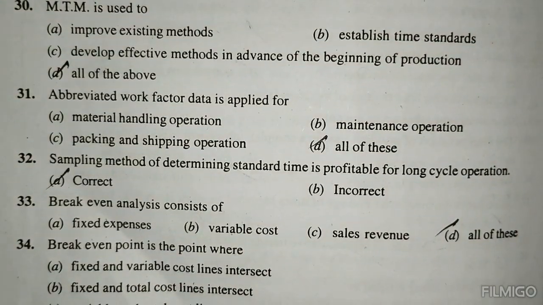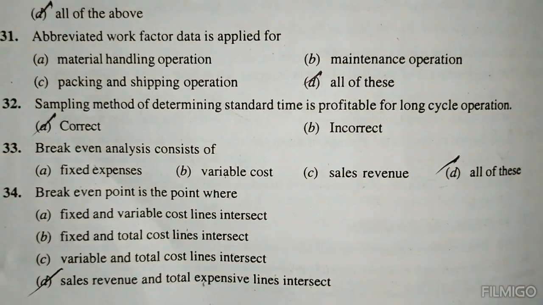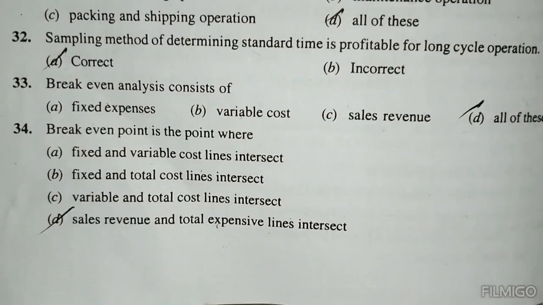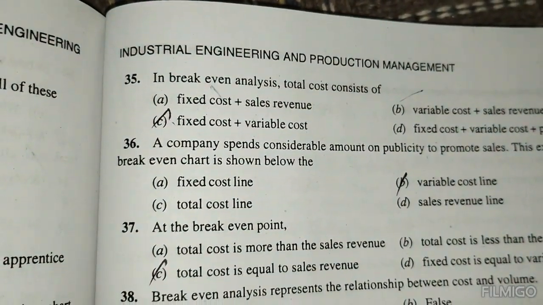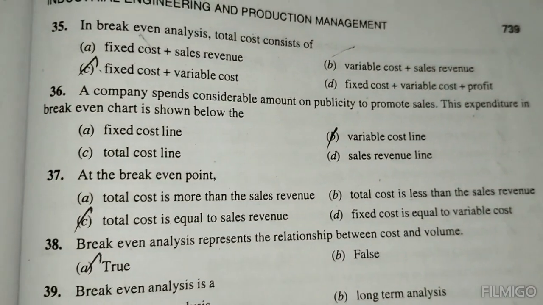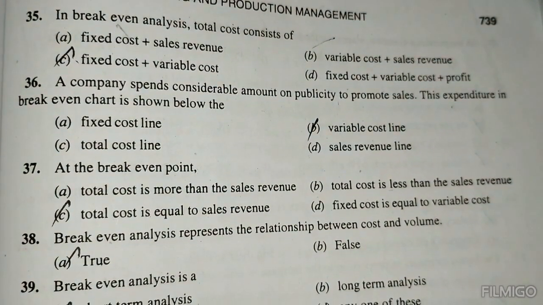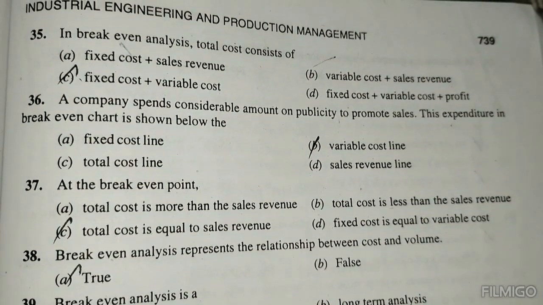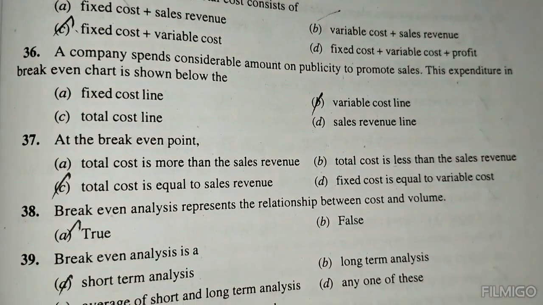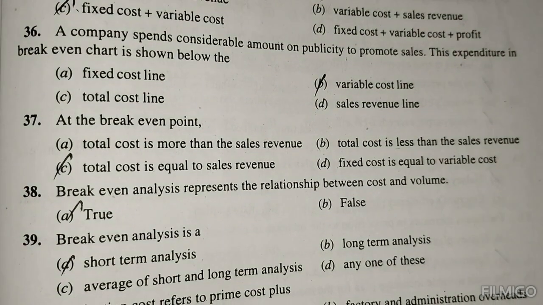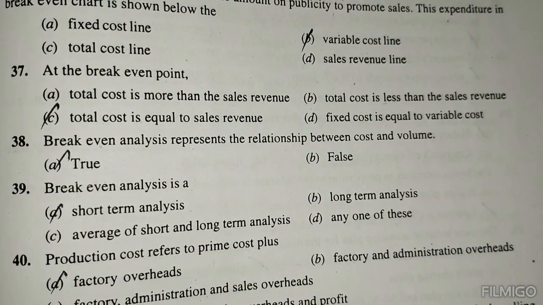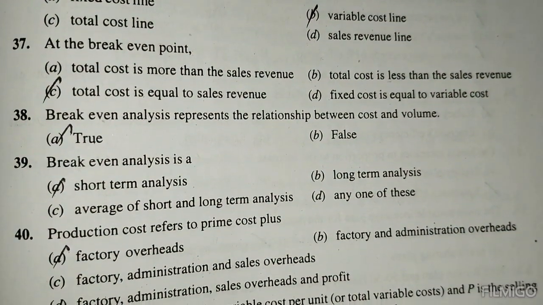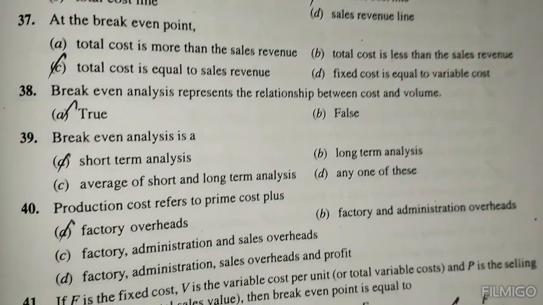Correct. Break-even analysis consists of all of this. Break-even point is the point where the sales revenue and total expense lines intersect. In break-even analysis, total cost consists of fixed cost plus variable cost. A company spends a considerable amount on publicity to promote sales. The expenditure on the break-even chart is shown below the variable cost line, and the break-even point is where total cost is equal to sales revenue. Break-even analysis represents the relationship between cost and volume. True. A break-even analysis is a short-term analysis.